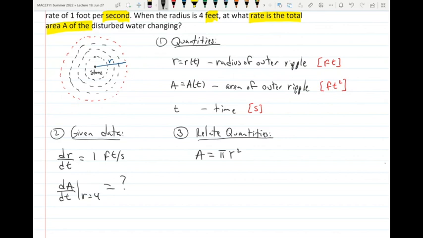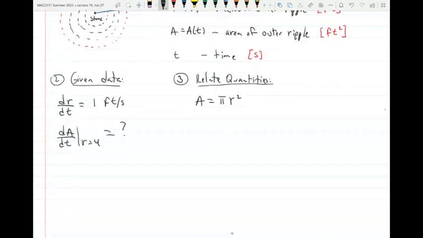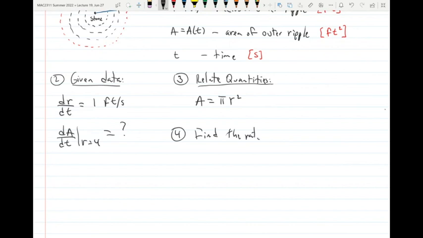We want dA/dt. So if we want dA/dt, what do we need to do? Take the derivative, right? Now remember, these are functions of t. So when you take the derivative, remember to use implicit differentiation here, or chain rule. It's the same thing. So step number 4, find the rates. So dA/dt, what is it? It's going to be equal to pi, that's a constant, times 2r times dr/dt. Chain rule.